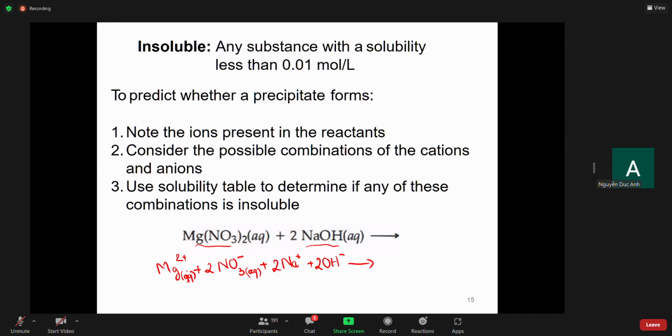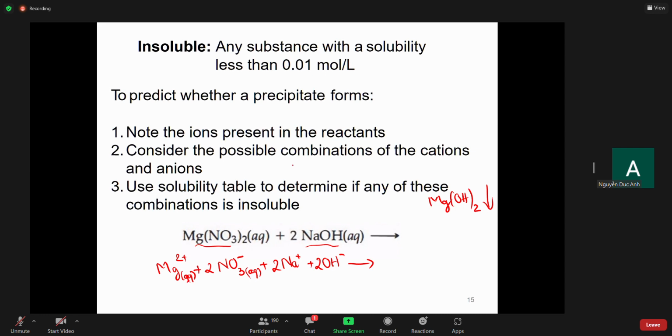If you combine magnesium and OH minus, this one will form a material, magnesium hydroxide, sorry. Okay, and this hydroxide precipitates. So you can be sure, or you can confirm this material is insoluble based on the solubility tables, right?